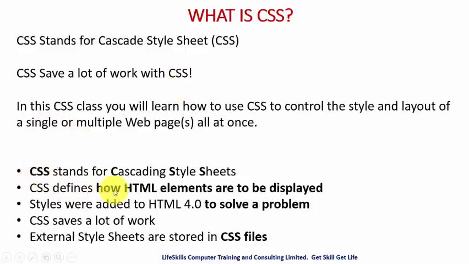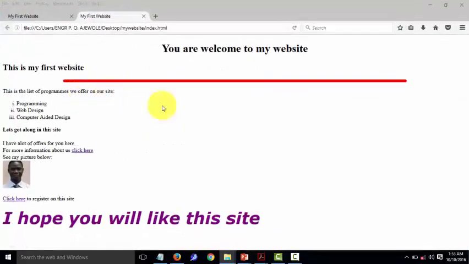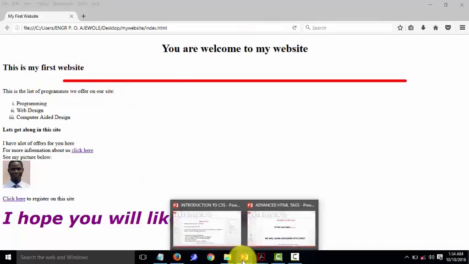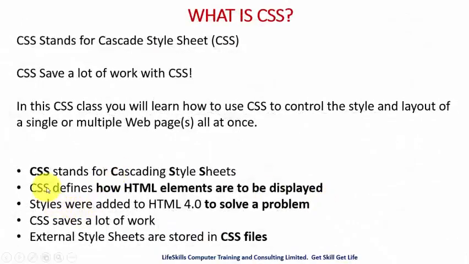Now, CSS defines how your HTML elements are to be displayed. For example, if you check our last website, like this index, this is what we were doing in the last topic. You see that it's not looking good. It doesn't have a specific layout. It's just full of text, no arrangement, nothing. So this is where CSS comes in. It means that you use CSS to define how your HTML elements are to be displayed.